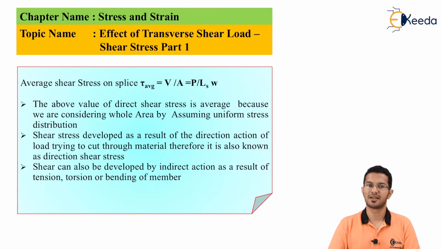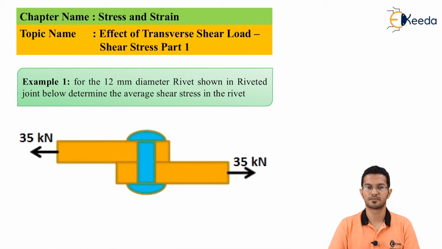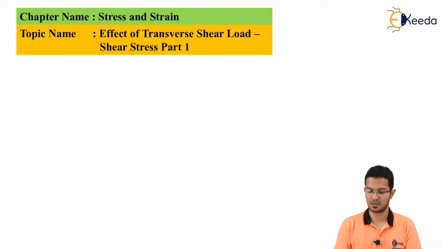Now, let's go for some examples. In example 1, it says that for a 12 mm diameter rivet shown in a riveted joint below, determine the average shear stress in the rivet. Let's go for the solution, students. Let's write down the solutions.